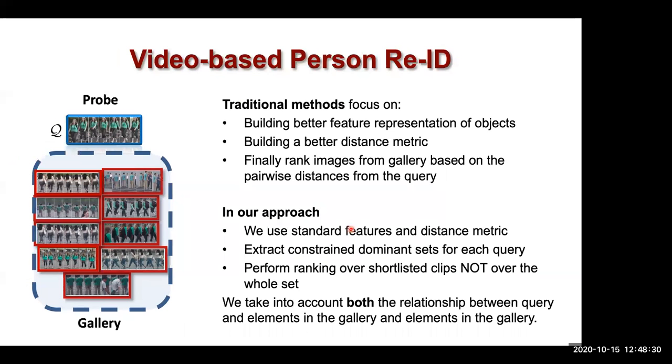Now, going back to the previous slides, what's the difference between the traditional approaches and ours? Usually in the standard methods, people try to build a better feature representation for objects, or better distance metrics between the probe and the gallery. And then they finally rank the images from the gallery based on the pairwise distances from the query. Our approach is different in principle because we use very standard features and very standard distance metrics. We extract, as I said before, a constrained dominant set for each query, where the constraint is the probe. And so the question is to extract the dominant set which contains the probe. And then we perform a ranking over the short-listed clips. This allows us to take into account not only the relationship between the probe and the gallery elements, but also the relationship among the gallery elements. And this is a feature that other algorithms do not have.